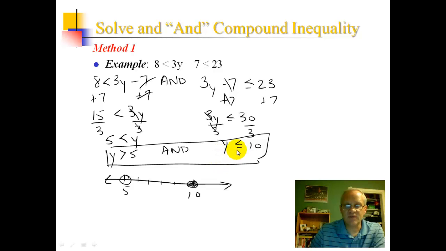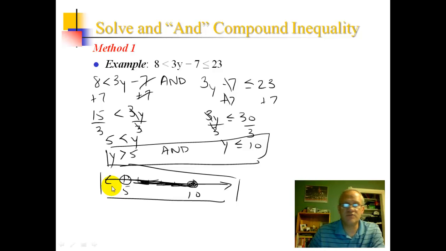So that's filled in. Less than means it's going to go to the left of that one, and greater than means it goes to the right of that one. So that's what your graph is going to look like. So that's your graph. Now remember in section 1.6a, we talked about interval notation.